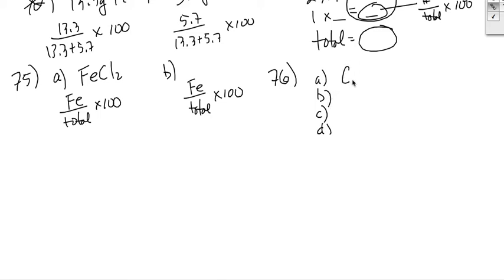C5H10O5, that's not the simplest ratio. The empirical formula for this would be CH2O. That's the simplest ratio. This is in a 1 to 2 to 1 ratio. So you just have to look and see which ones of those are already simplified, which ones are not.